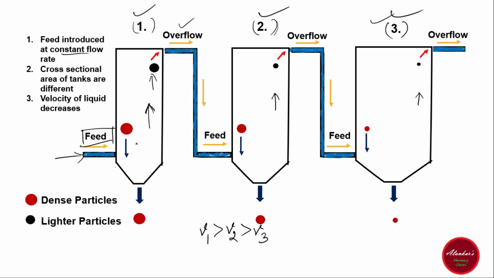Here, since the velocity of the liquid is more, some particles will be trapped by the liquid and carried away along with it, and they will be introduced into tank 2 in a similar way. Now what will happen here? Since the velocity of the liquid becomes less, less coarse or less dense particles as compared to the particles that settled in tank 1 will start settling, and we will get a lighter fraction as compared to tank 1.